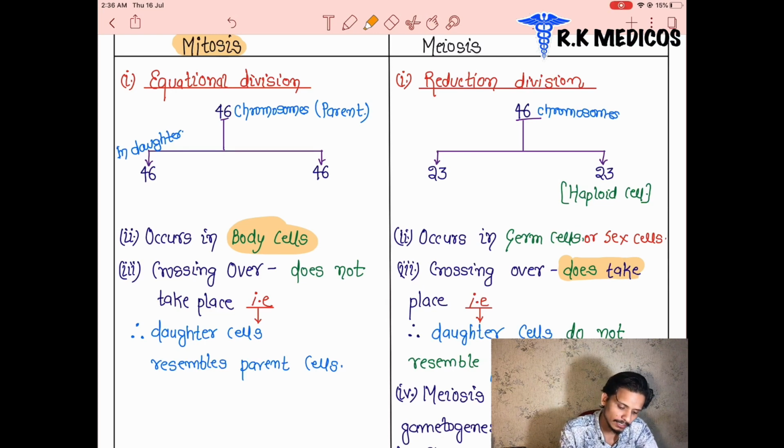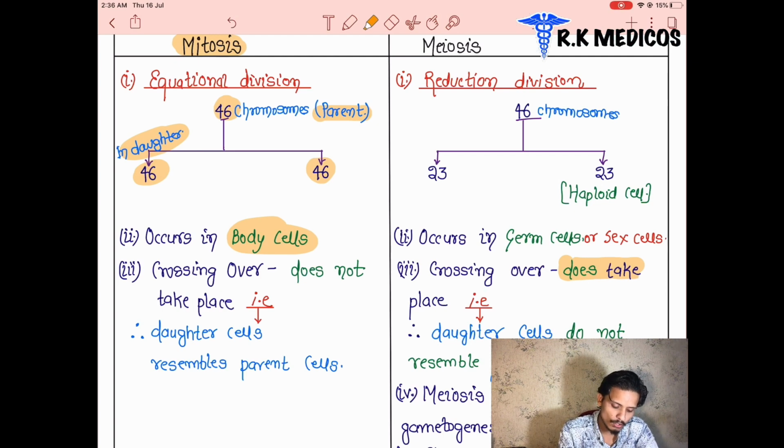Next point, the same number of chromosomes present in the parent is transferred to the daughter cells, that is 46. So it is the same number, like an equation. That's why it is called equational division.